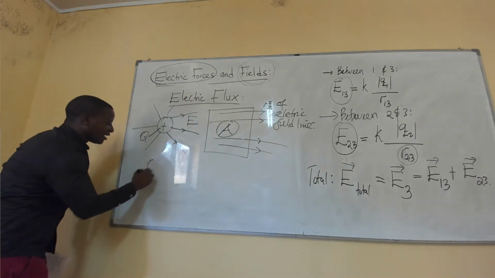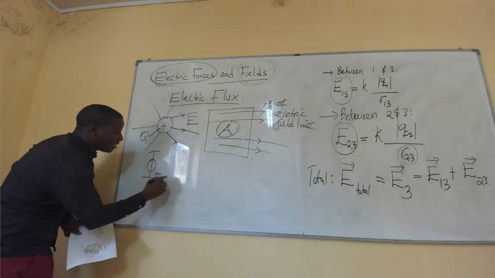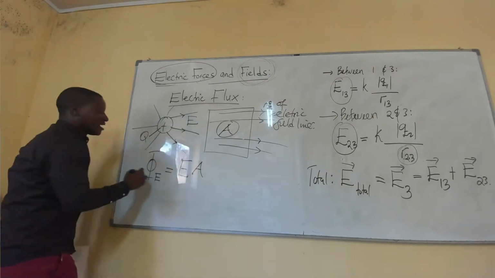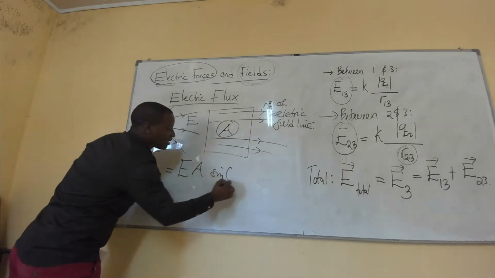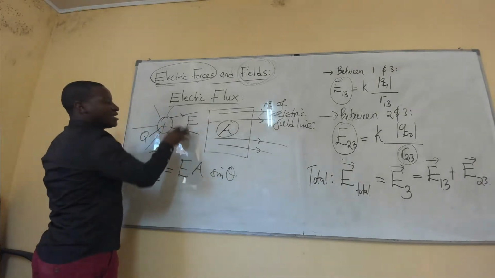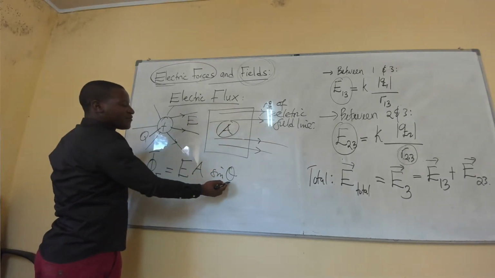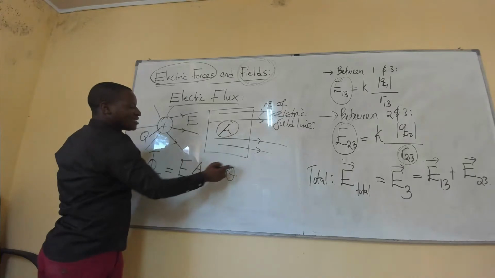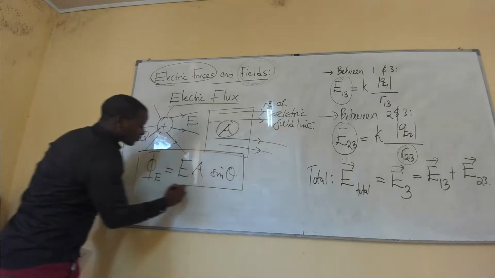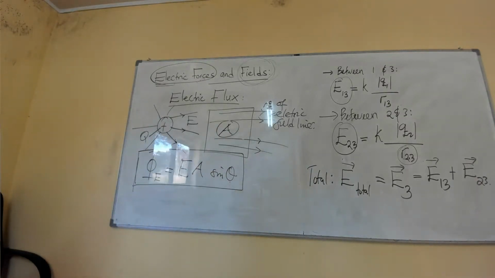So we are saying electric flux, which is phi E, is nothing but EA sine theta. This is in an event where the lines are entering this area at a certain angle. But in an event that they are entering at 90 degrees, the sine vanishes, of course, it becomes 1. So this is what is called electric flux.